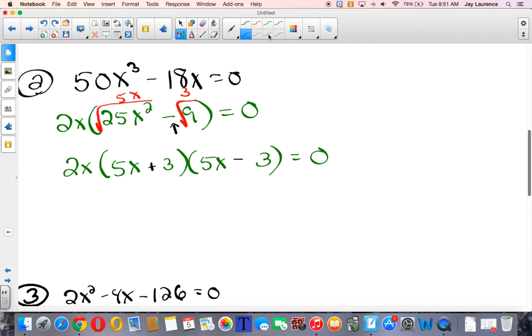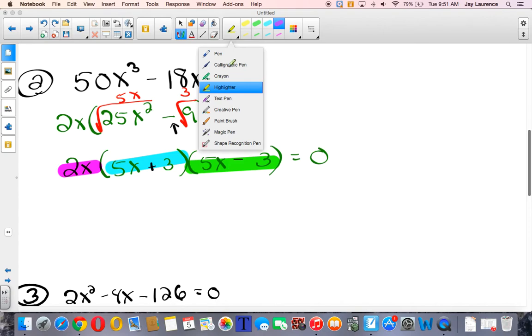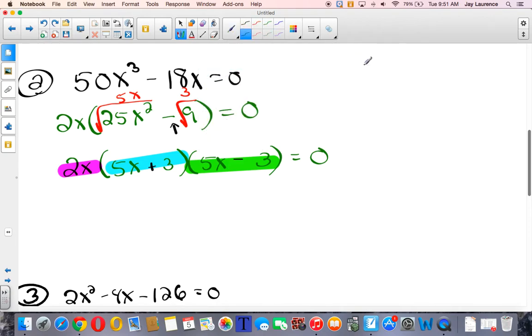Now to solve this one, I'm actually going to have 3 solutions because I see 3 quantities. Do you see the 3 quantities? The first 2 are obvious. There's a quantity here. There's a quantity here. There's also a quantity here. I didn't put it in parentheses because they're not necessary, but it behaves just like a quantity. So the first thing I'm going to do is 2x equals 0. Then I'm going to have 5x plus 3 equals 0. And then I'm going to solve 5x minus 3 equals 0.